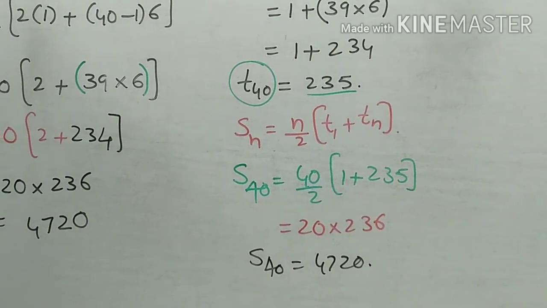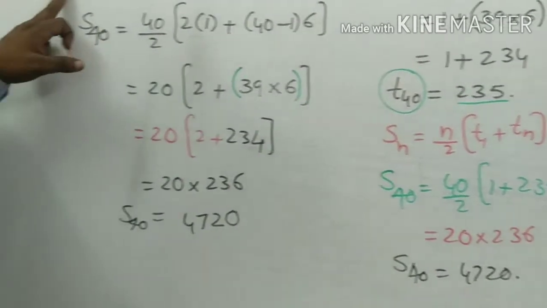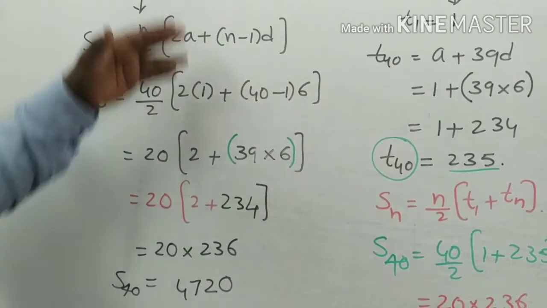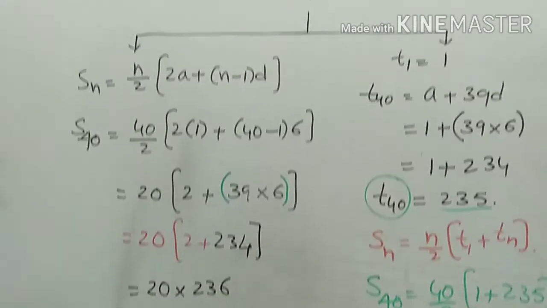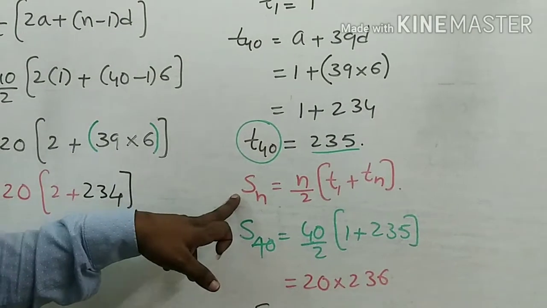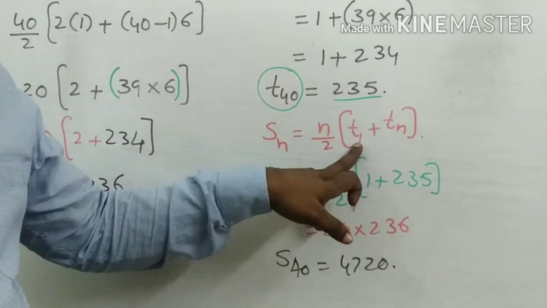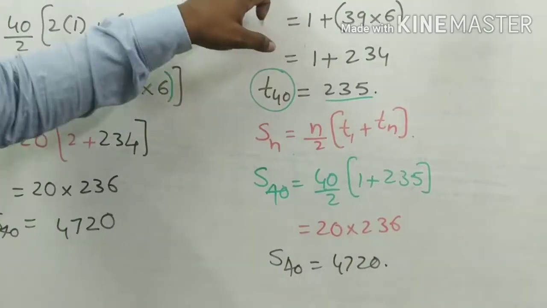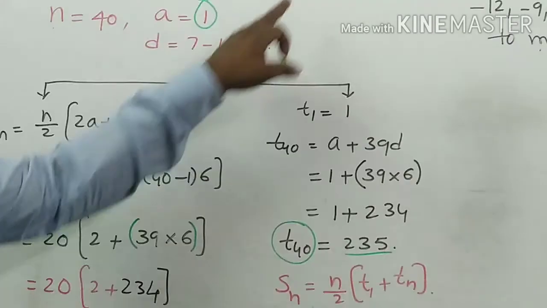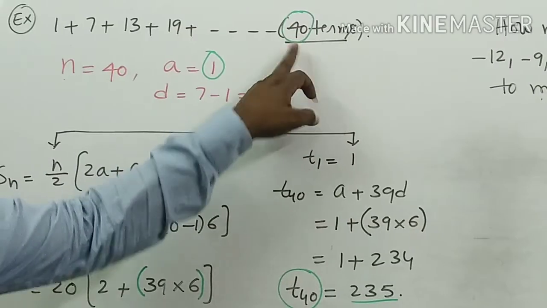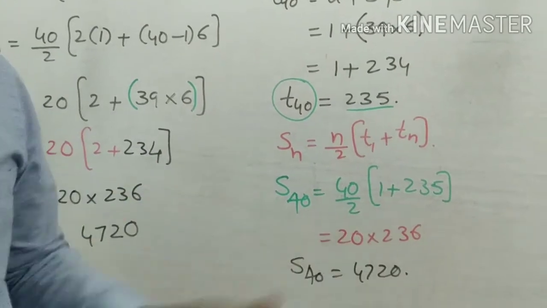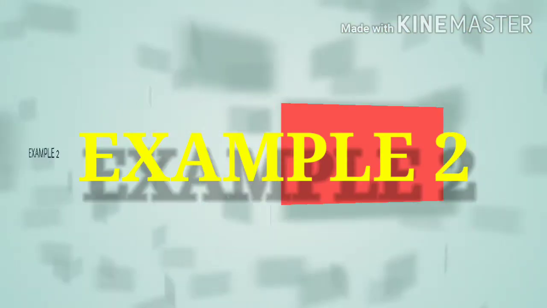Directly we can write Sn is equal to the formula n by 2 into 2a plus n minus 1 into d, and you substitute the values, you will get the answer. Or else the second method is Sn is equal to n by 2 into first term plus last term, where first term is given in the series, that is 1. Last term: how many terms are there? 40 terms are there. I find the 40th term, I add both and multiply.